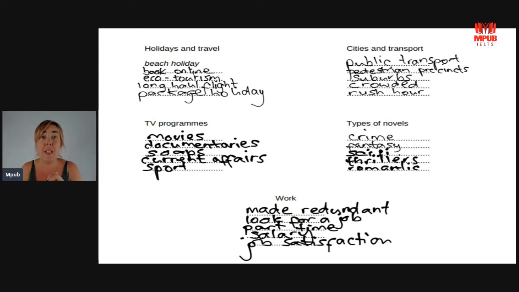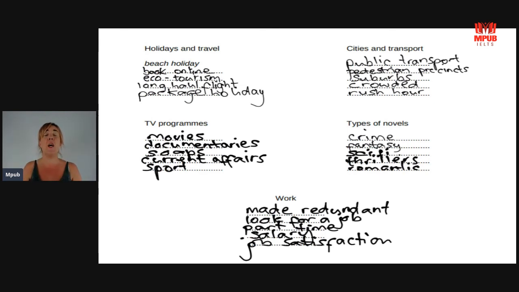Then we've got crowded. If you imagine going to Tokyo and walking down a street, the main street in Tokyo, where there are millions and millions of people, we could say it is crowded.